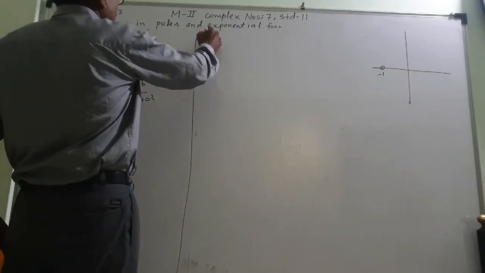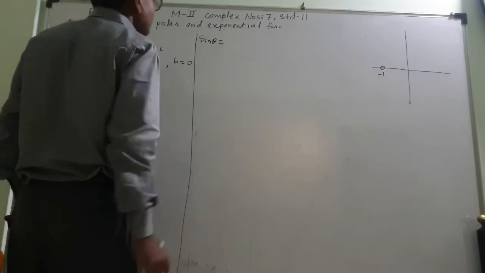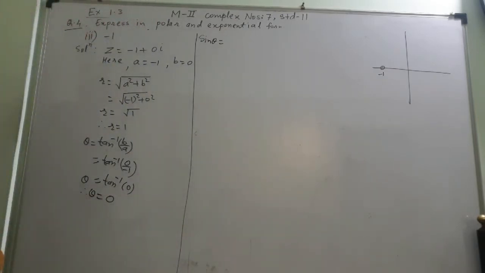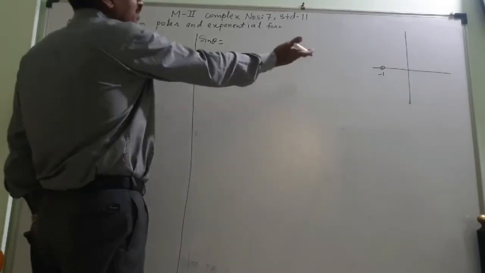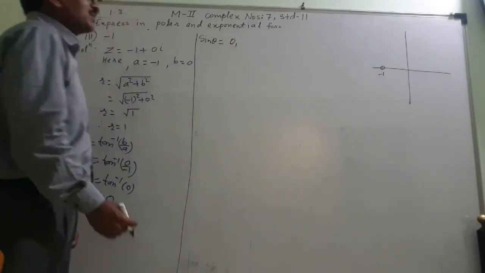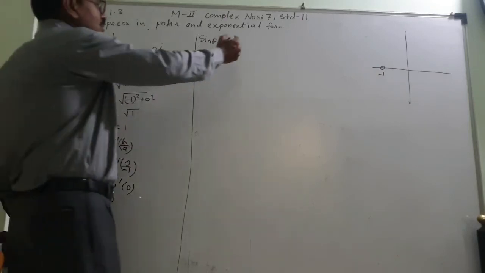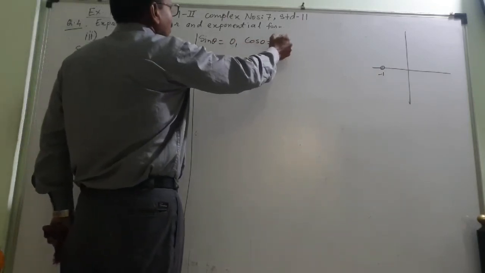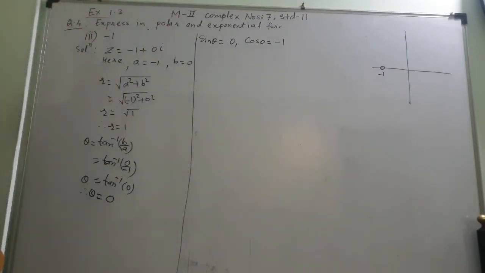Sin theta is equal to what? Sin theta means opposite upon adjacent. It will be 0. Sin 0 is 0. Cos of 0 will be minus 1. So from both of them, I can find that the angle is 0. Got it? From both of them, we can find that the angle is 0. So what is that formula? n pi. From both of them, I have got it.